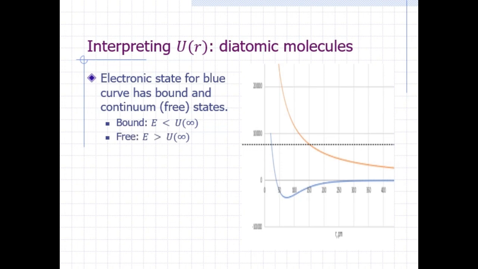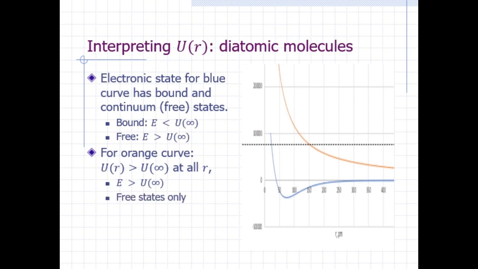Now consider the orange curve. We can see that the potential energy is greater than U at infinity for all values of R. This means that the allowed energies are all greater than U at infinity. In this case, we can only have free states. We can describe the electronic state and the potential energy curve as completely repulsive. The atoms will not form a stable bond.